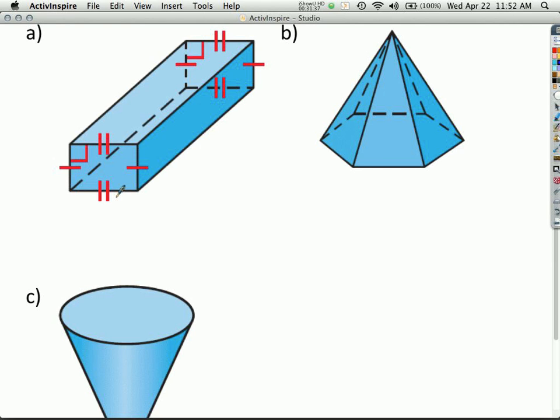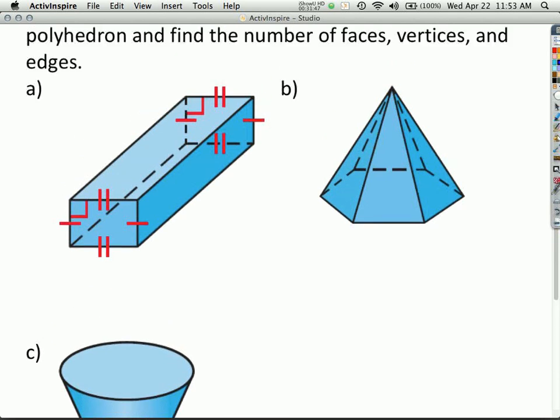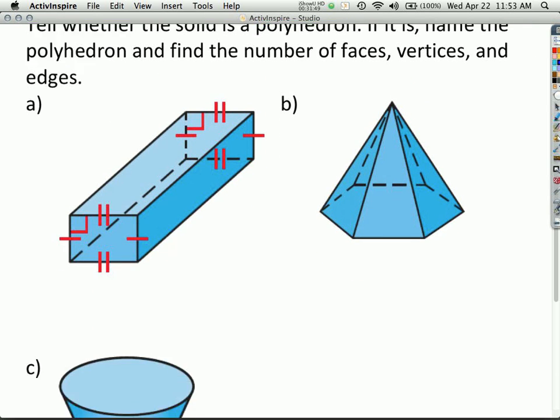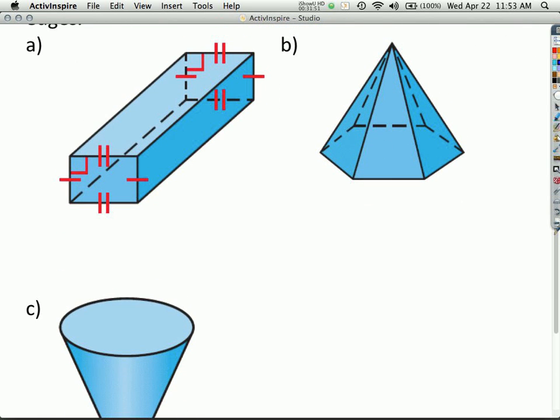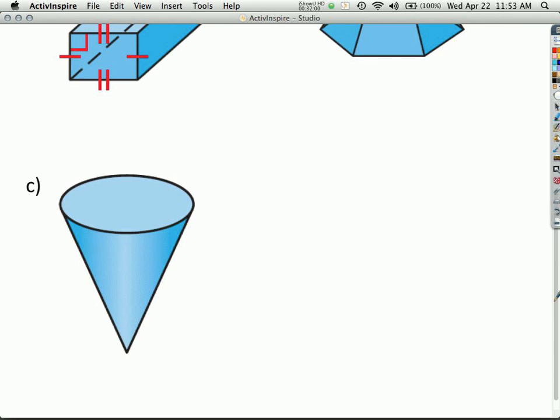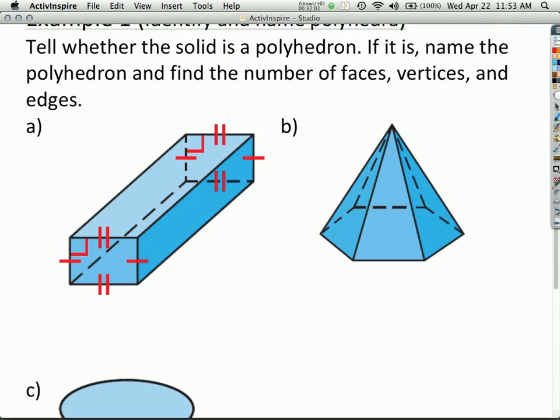Why is it not? Matthew, you didn't put your thumb up. Why is this not a polyhedron? It's curved side. It's got a curve. Very good. Very simple. So, we now know what's a polyhedron. So we're going to look for a name for A and B, and we're going to count the faces, the vertices, and the edges for A and B. But part C, we're now done. It's not a polyhedron, so we're just going to stop there.